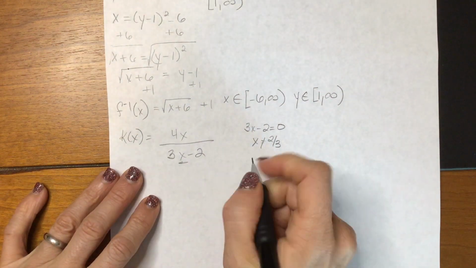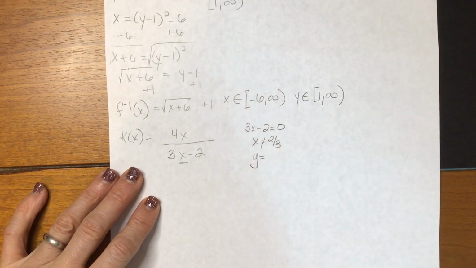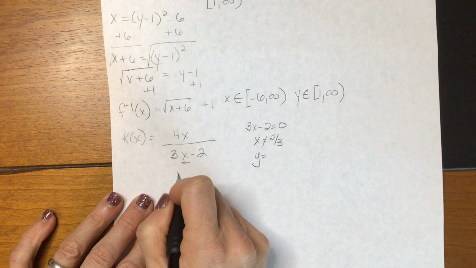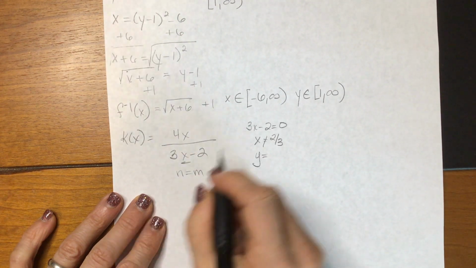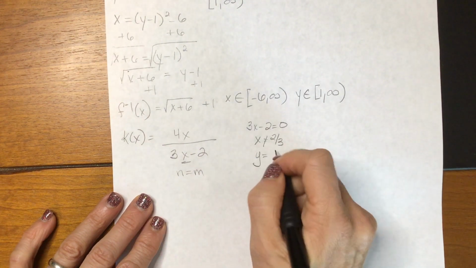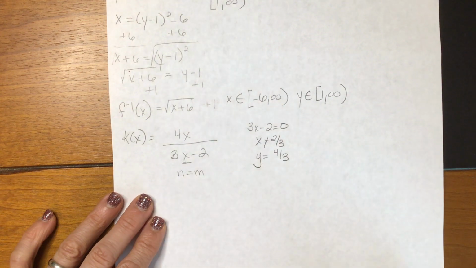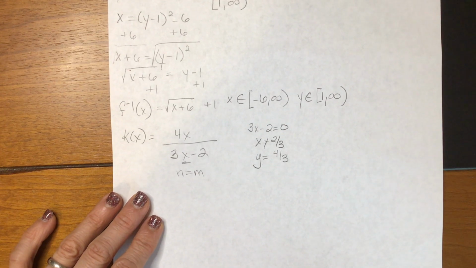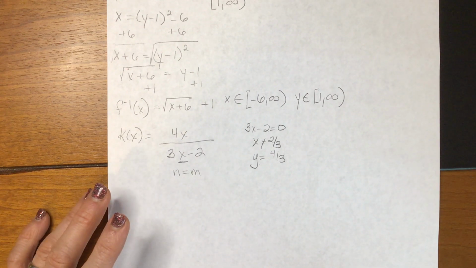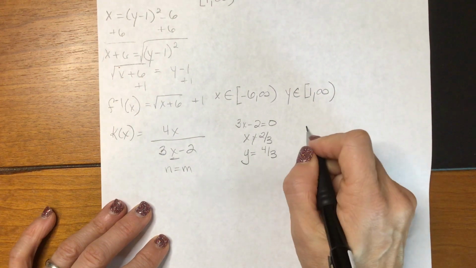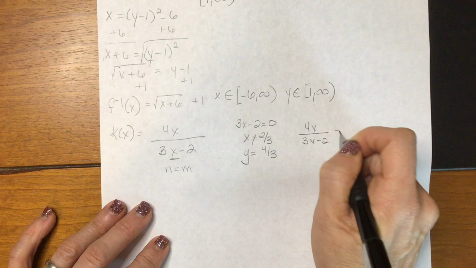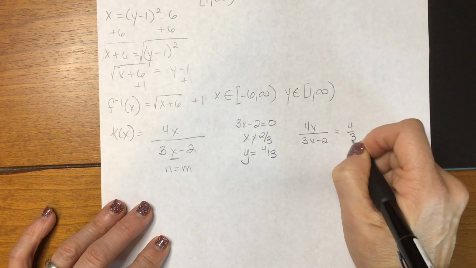And then my initial range is going to come from the horizontal asymptote, which we haven't talked about much. But notice that n equals m, and so my horizontal asymptote is y equals 4/3. We want to see if we cross that, so just see if we have any restrictions for our range. So we have 4x all over 3x minus 2 equals 4/3.